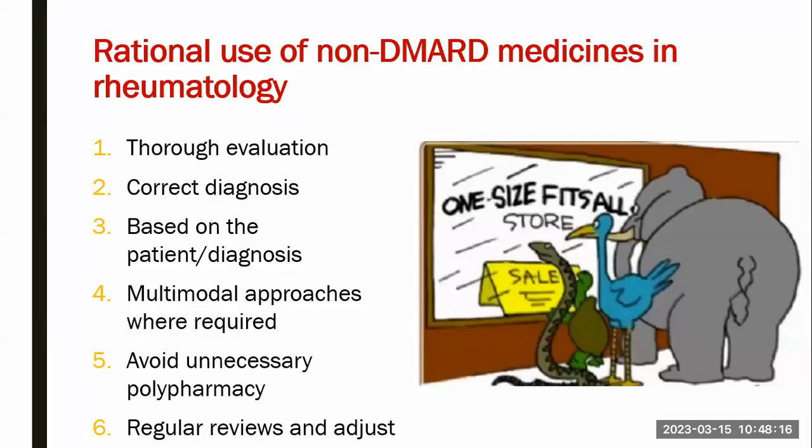So, in summary, when it comes to non-DMARD medicines, there's no one-size-fits-all, right? You need to properly evaluate the patient, and we need to find out why exactly this patient is presenting with this condition. Why is the patient having pain? And what we select out of all the medicines that we have in our pocket depends on the patient, depends on the diagnosis. And sometimes we need to take multimodal approaches. We might have to combine, but we need to be careful to avoid unnecessary polypharmacy. And another aspect of using them rationally is to review these patients regularly and to adjust therapy as appropriate.